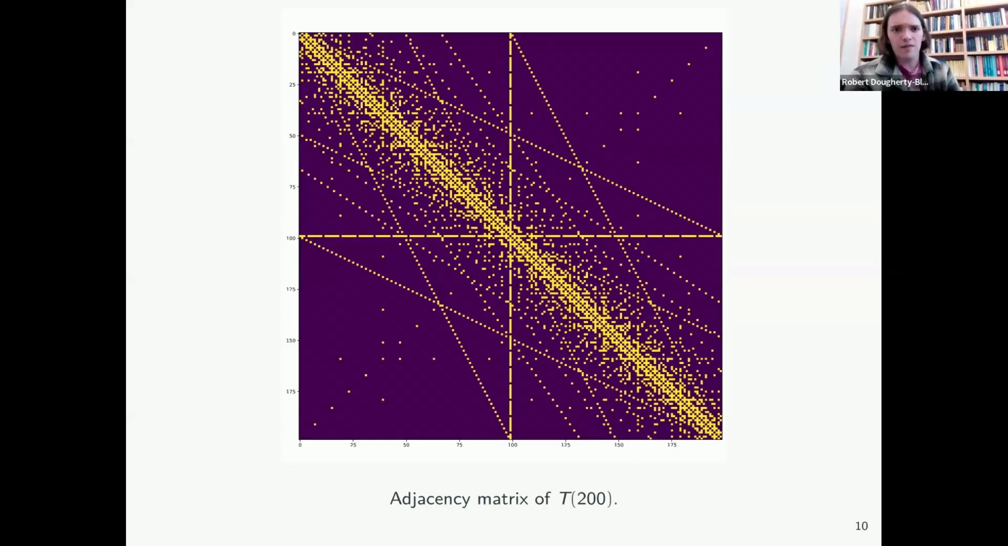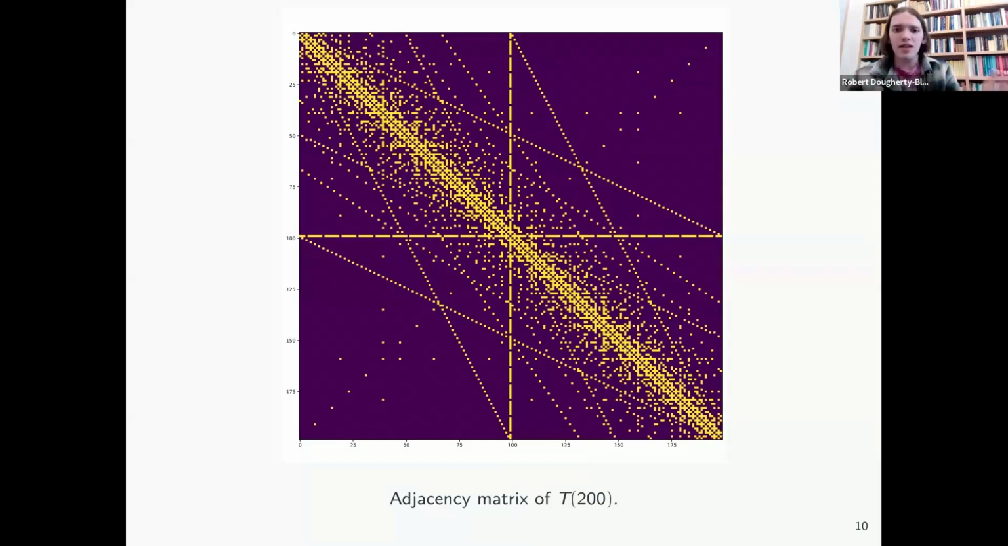Okay, this is a plot of the adjacency matrix for the 200th graph, when n equals 200. What I mean by that is this is essentially a 200 by 200 matrix where there's a yellow dot on the screen if there's an edge between 2 vertices, and there's a purple dot on the screen if there's no edge between 2 vertices.